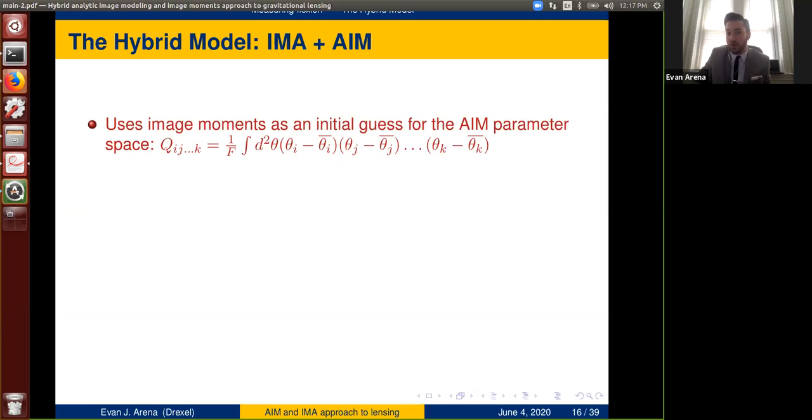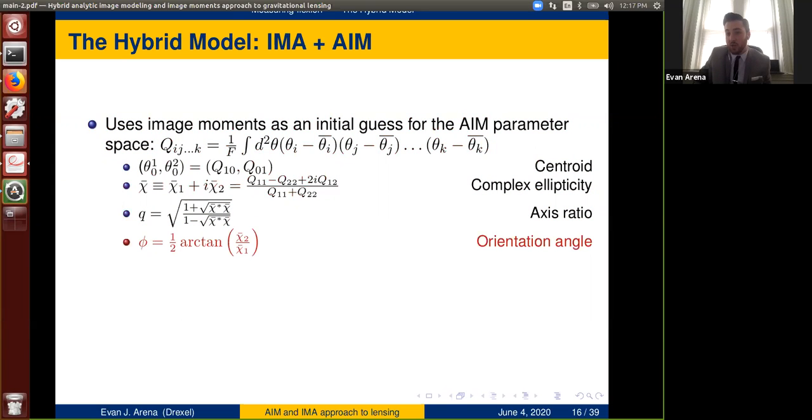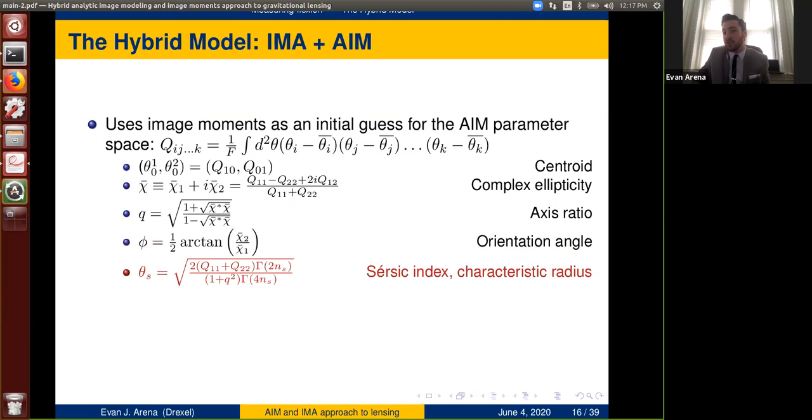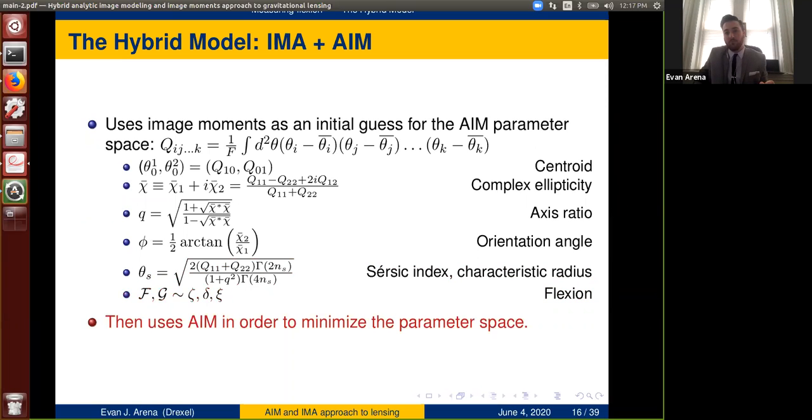I compute initial estimates for the centroid, Q and phi by relating them to the complex ellipticity. I relate the Sersic index and the characteristic radius to each other and to Q and the quadrupole moments, which means that NS and theta S are initially coupled, which we'll get to later. And we compute the flexion using the image moments HOLICs approach. Then with these initial guesses in place, I employ AIM in order to fully minimize the parameter space.